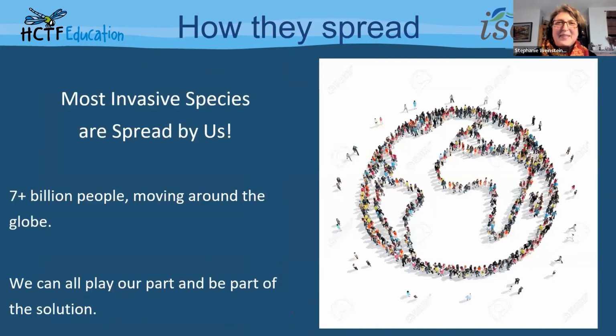So where do these invasive species come from anyway? How do they get around and spread? Well, often it is from us. We bring them with us, sometimes on purpose, sometimes unintentionally. They could be on our vehicles and gear, in boats, in the soil, on our pets, and more. The good thing about this is if we are the ones spreading them, we can also be the ones to prevent the spread and be part of the solution.